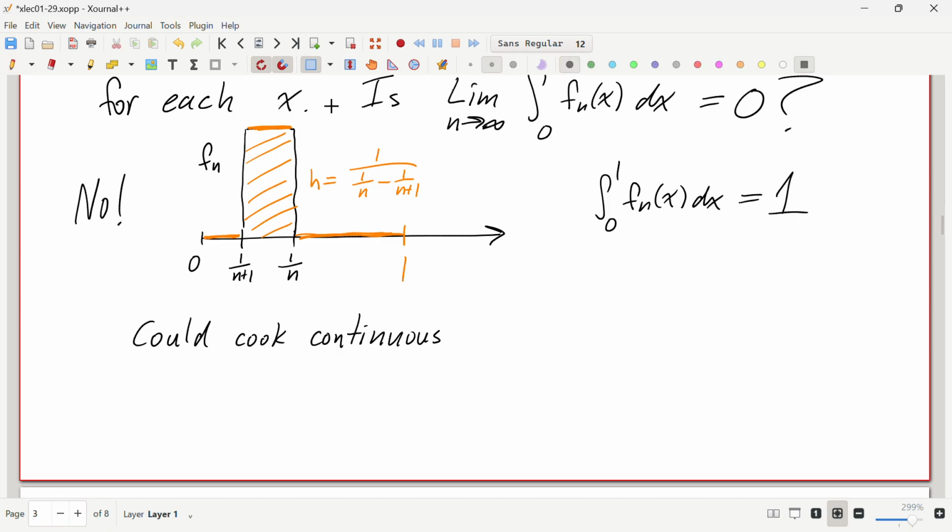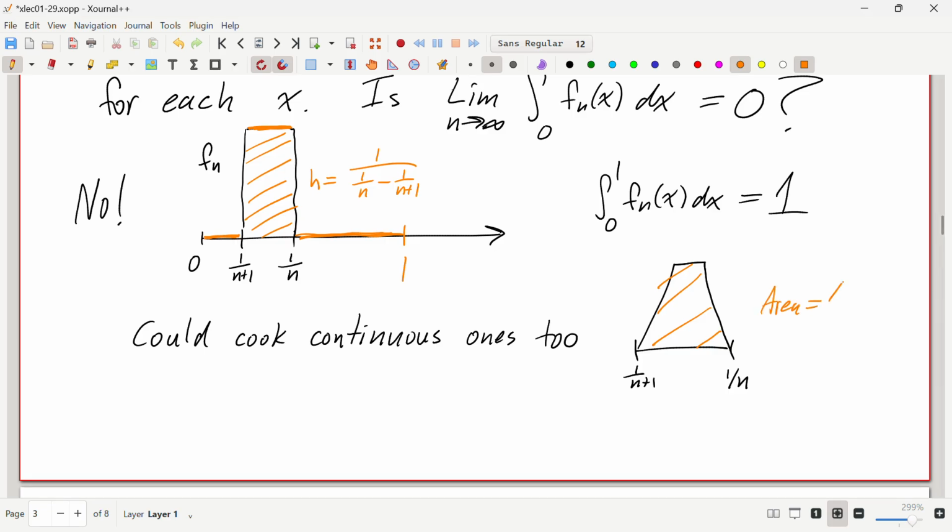I could cook up continuous ones. I could make a trapezoid with a proper area 1. I'd have to make it go a little higher. Stuff like that. So that's why we've got to be picky and careful. Questions about that?